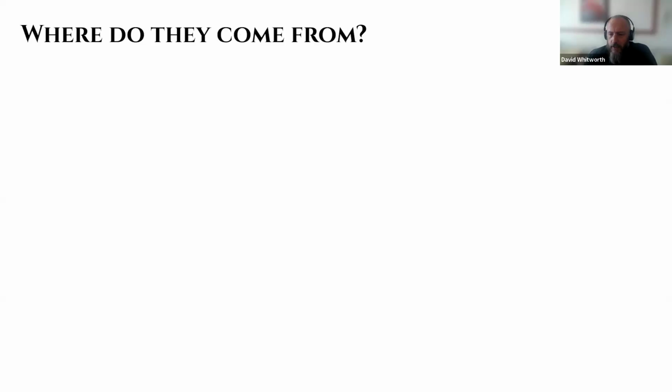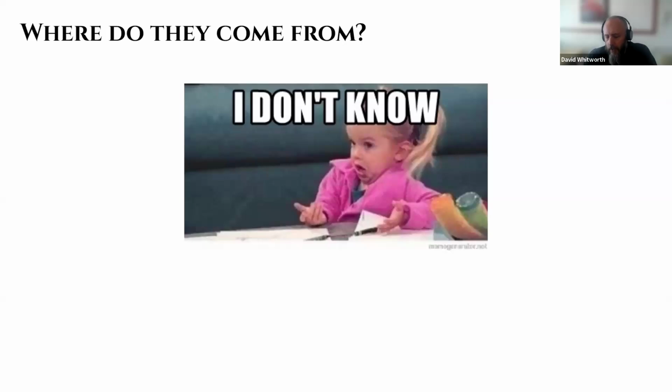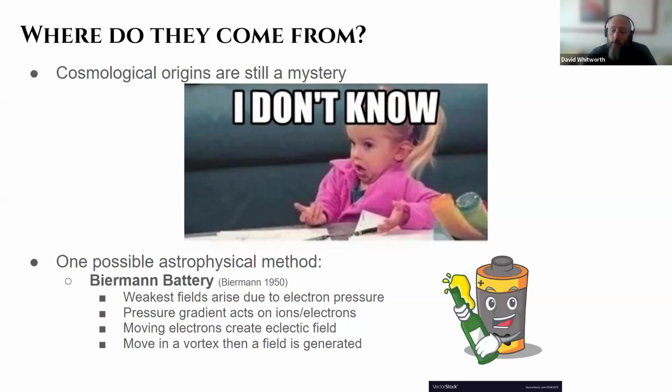So where do they actually come from? How do these magnetic fields arrive in the universe? Well, the answer is we don't know. So cosmologically, we don't know where they come from. So this is a major question that I know a lot of people are looking at, and it would be great if anybody has any answers. But one possible method for the astrophysical idea, so what we see in the modern universe, is what's known as the Biermann battery. And this is just your basic physics. Electrons move around in circles and we get magnetic fields.